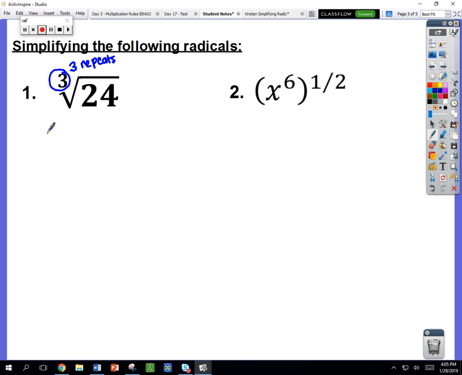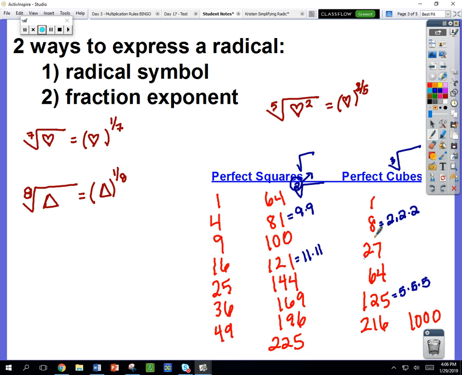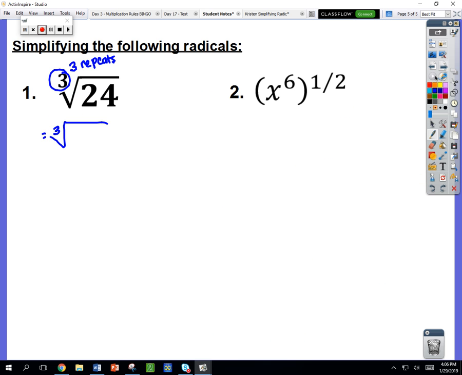So I'm going to try to find a number in the perfect cube category, because all the numbers in the perfect cubes have 3 repeats. See, 2 times 2 times 2. And 8 goes evenly in here. So I can break this down into 8 times 3, because 8 times 3 is 24. And the number 8 breaks down into 4 times 2. 3 doesn't break down. And the number 4 breaks down to 2 times 2. 2 doesn't break down. 3 again doesn't break down.